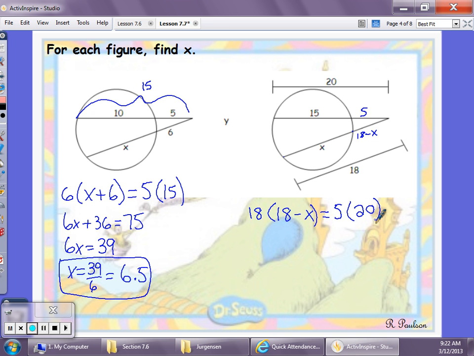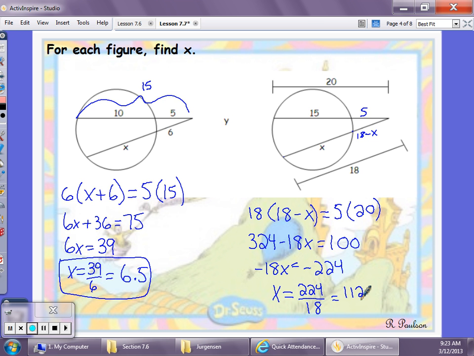And then we can go from here. 18 times 18 is 324 minus 18x. We can set that equal to 100. If we subtract 324 from both sides, we have negative 18x equal to negative 224. When we divide by negative 18 and simplify, we get a positive 224 over 18, which we can reduce to 112 over 9. If you want an approximation, if we take 112 and divide by 9, x is going to be approximately 12.4.